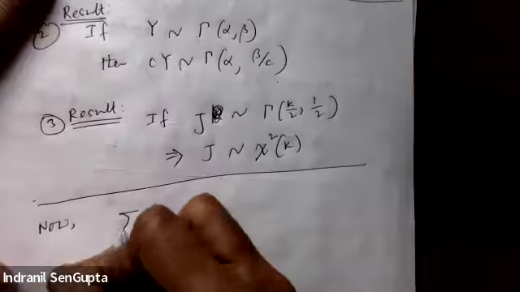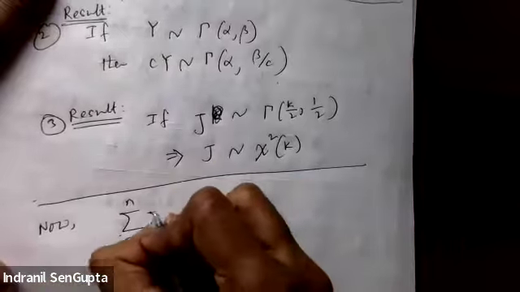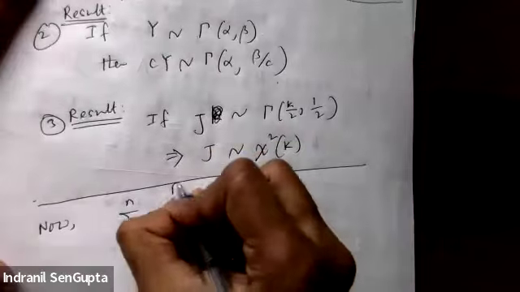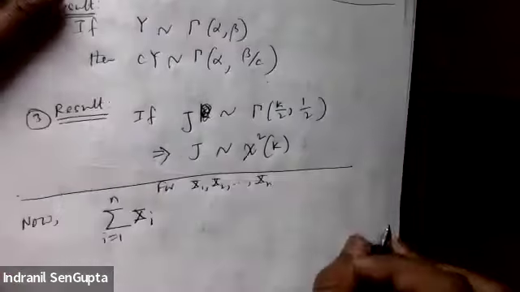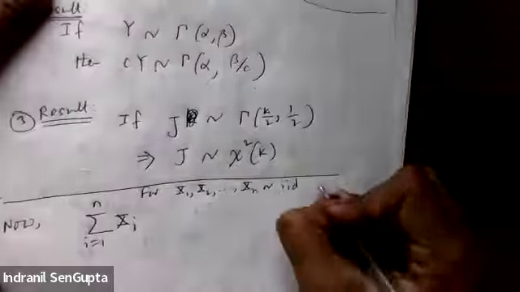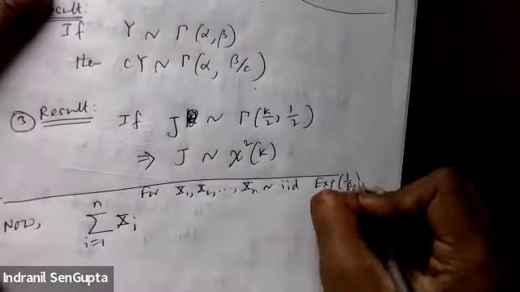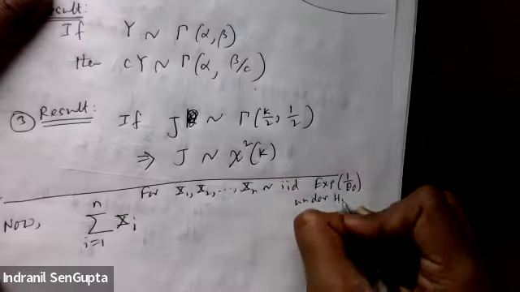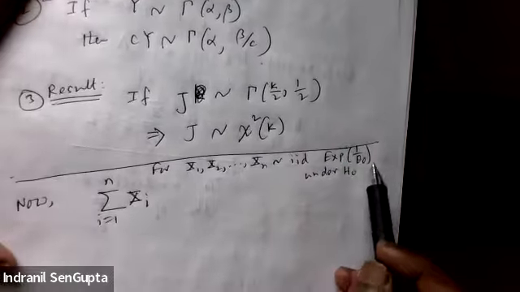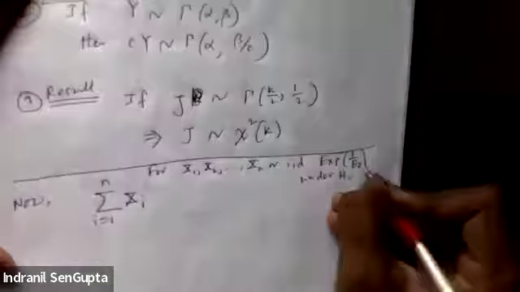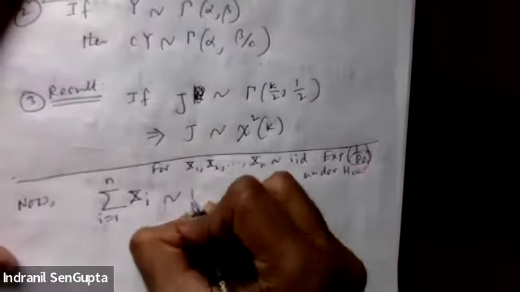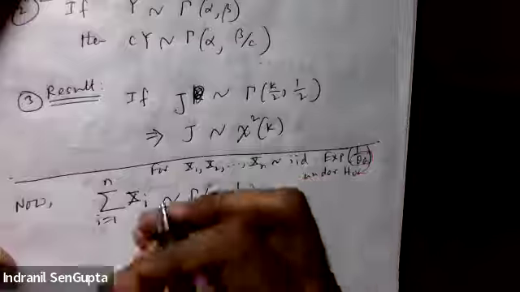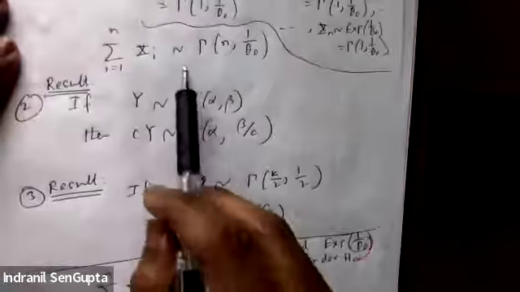Now the summation from i equals 1 to n of x_i, for x1, x2, ..., xn, are IID exponential with mean theta 0 under H0, right? Because under H0 their parameter is theta 0. So under H0 this satisfies a gamma of n, theta 0 distribution. Right here I wrote it.